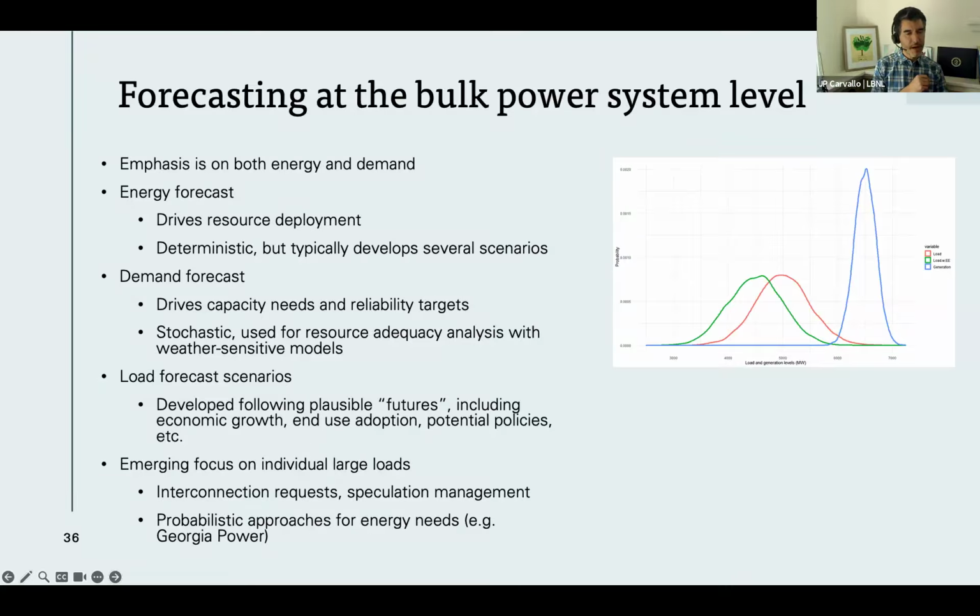This is an example from Georgia Power, which is trying to assign a probability for the load to show up in their service territory and a probability for the load to actually reach commercial stage. And multiplying those, they have a sense of the likelihood of the particular growth they are forecasting. Next slide.